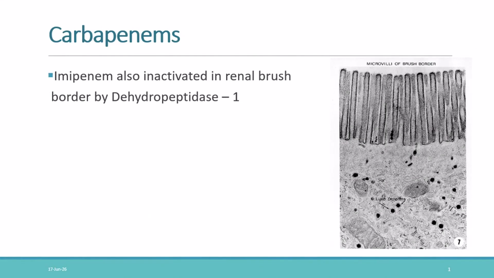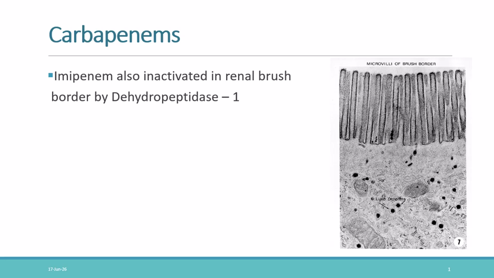Imipenem possesses excellent antibacterial activity but has one important pharmacokinetic limitation. Within the kidney, it is rapidly degraded by an enzyme known as dehydropeptidase 1, which is present in the brush border of renal tubular cells. To prevent this degradation, imipenem is administered together with cilastatin.